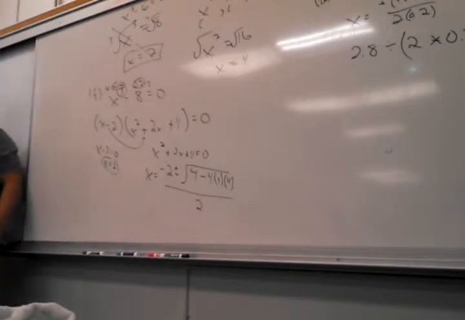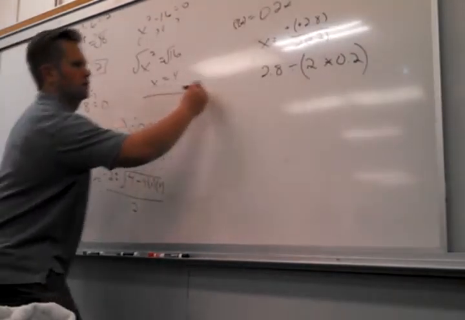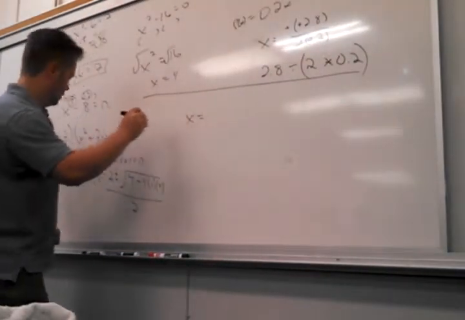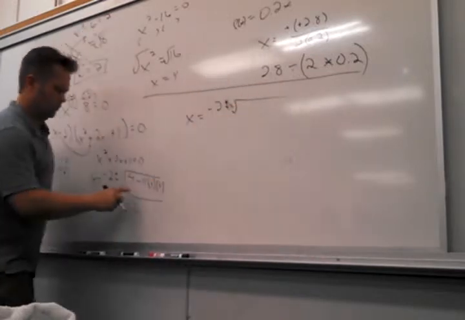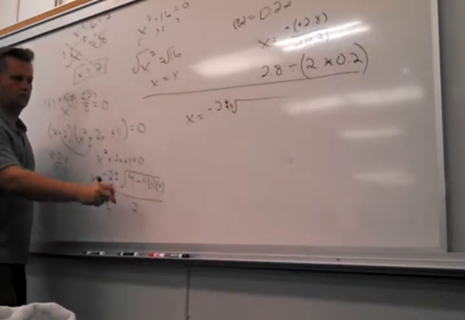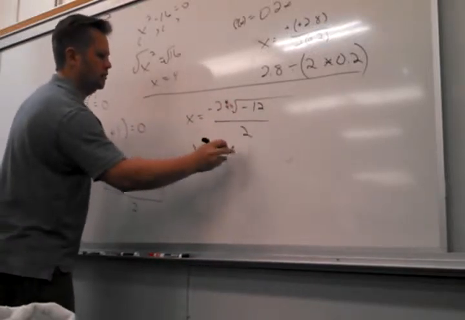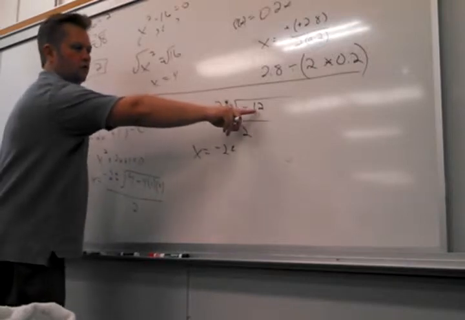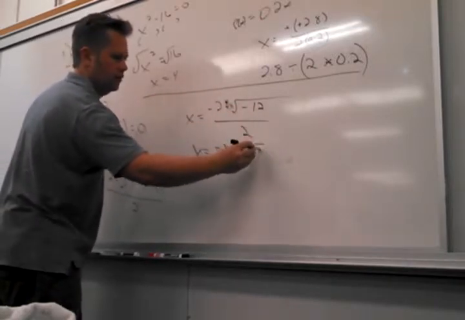Will you finish it? Yeah, sure. What do you get? You help me out. Negative 2 plus or minus... What do you get inside the radical? 4 minus 16. Negative 12. What can I do with negative 12 in there? I can make 4 and 3. Good. 12 is 4 times 3. Square root of 4 is 2. Square root of negative 1 is i, and I got a 3 left inside.